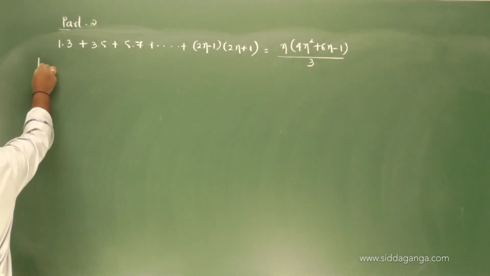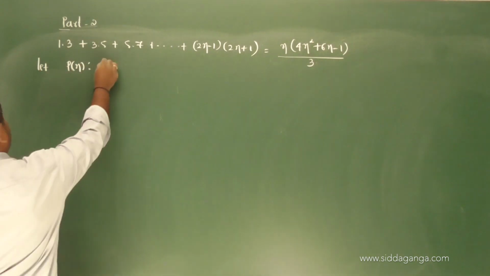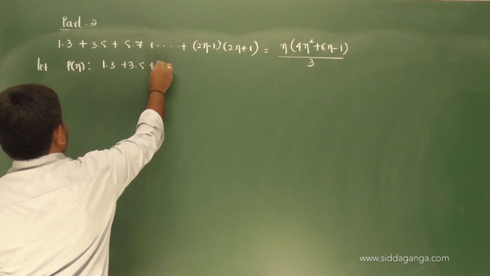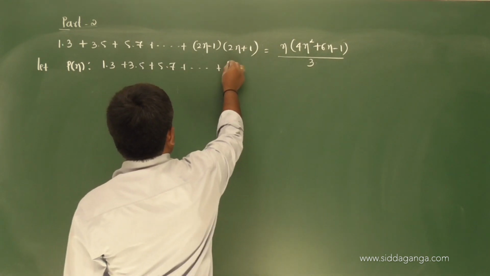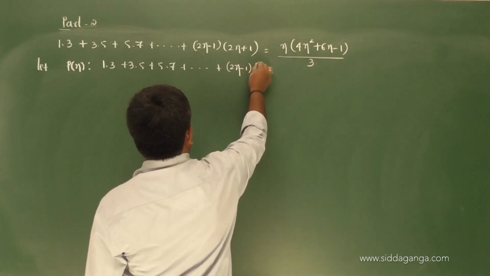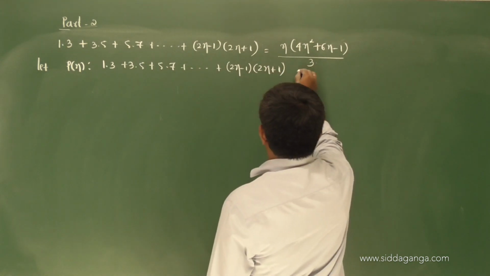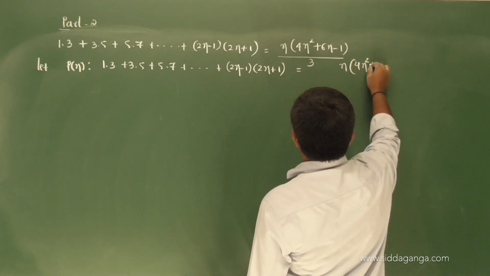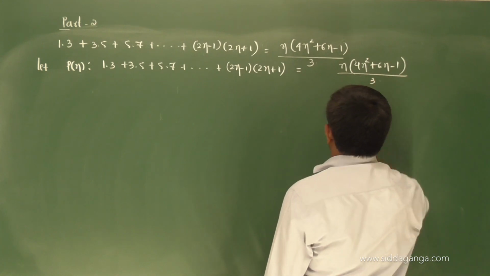Yes. Let P of n be the given statement: 1 into 3 plus 3 into 5 plus 5 into 7 and so on, so nth term is 2n minus 1 into 2n plus 1, is equal to n into 4n square plus 6n minus 1 by 3. This is the given statement.